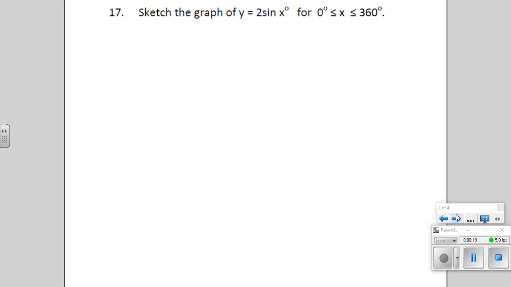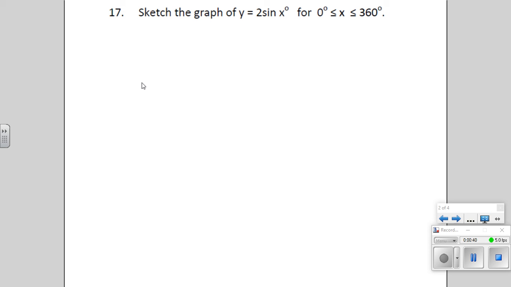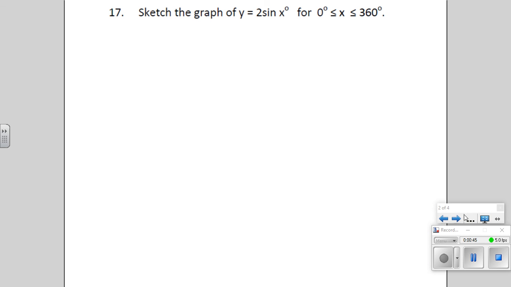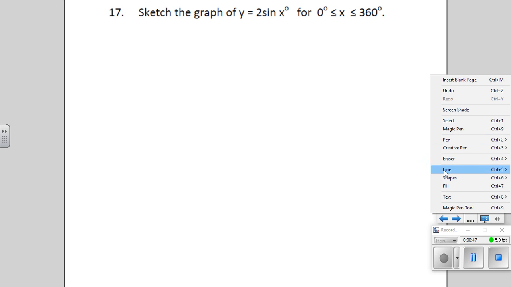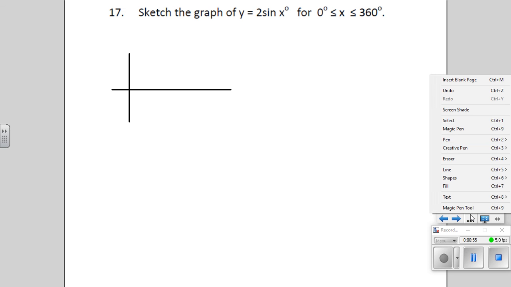Okay, so our first question is sketch the graph of y equals 2 sine x, for x between 0 and 360. So all we have to do is look at the defining features of the equation. The 2 sine x means that I want to draw a graph that is going to go between 2 and negative 2. So taking my line tool, create a set of axes for myself. Okay, and then let's go get my pen.